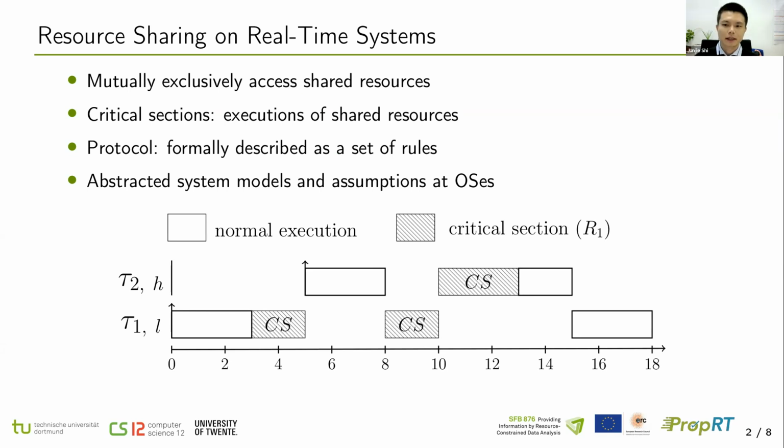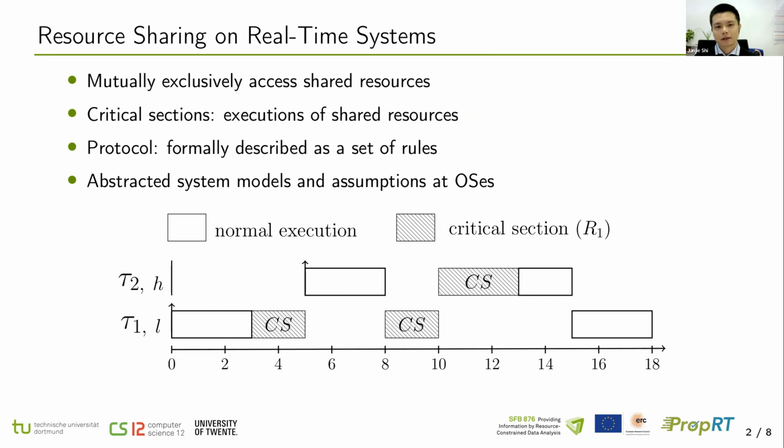So in concurrent real-time systems, mutually exclusive access to shared resources like shared memory, external devices, and shared data prevents data corruptions and race conditions. The execution of shared resources is usually called critical sections. Binary semaphores or mutex locks are applied to protect the mutually exclusive executions of critical sections. In the example, we can see, although Tau2 has a higher priority, once Tau1 starts the execution of its critical section, Tau2 cannot access it anymore.